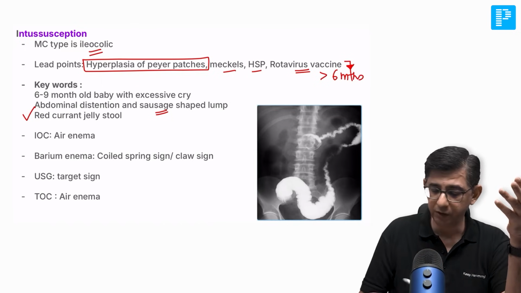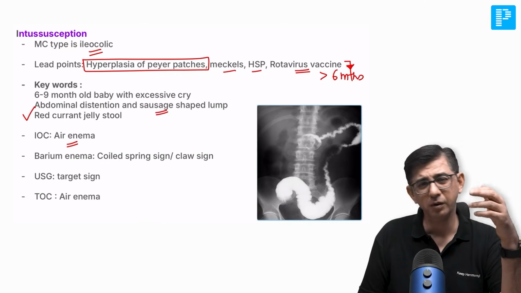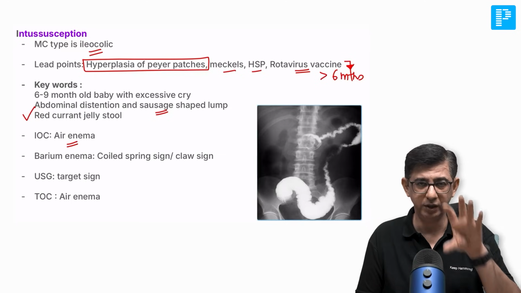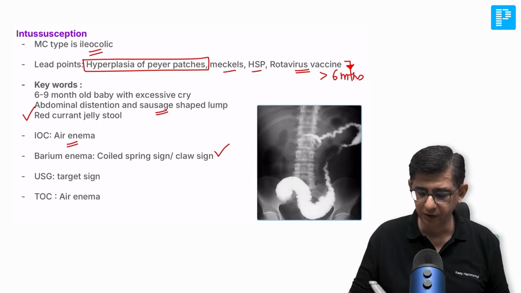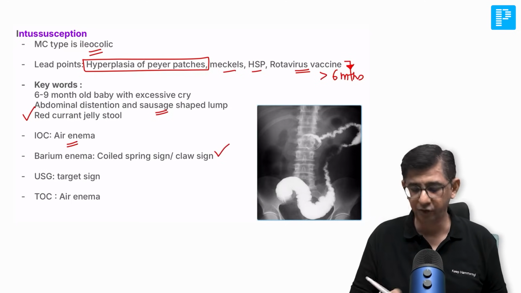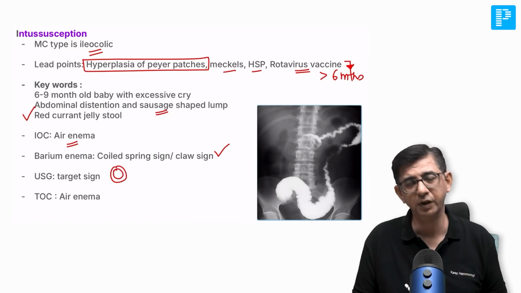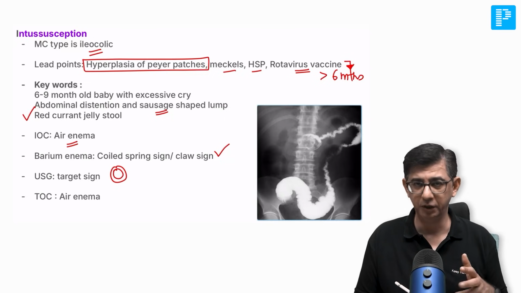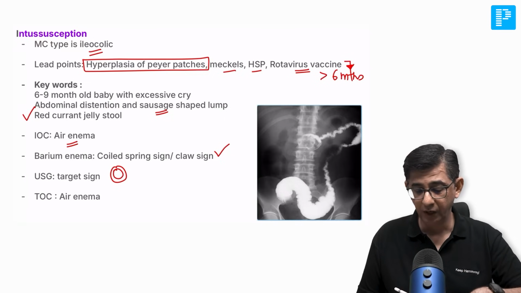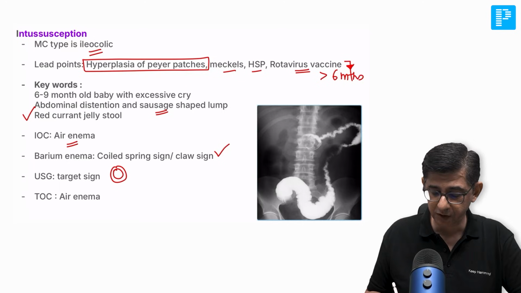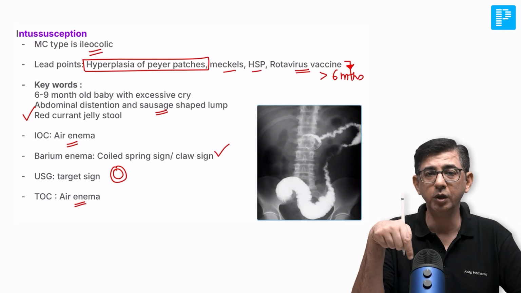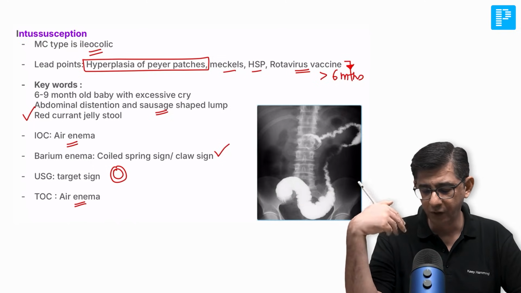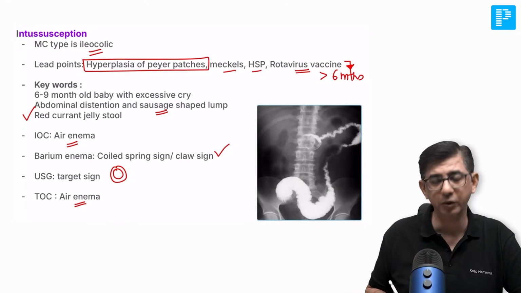And then sometimes they will just say investigation of choice, air enema. Barium enema is not done. It's only for historical purposes that you get that claw sign or a coiled spring sign for this condition, and ultrasound can show a target sign. That target sign, though, is very non-specific and is also seen in idiopathic hypertrophic pyloric stenosis. The treatment of choice in this condition and the investigation of choice is the same. Just like I was saying for meconium ileus, gastrografin enema was the investigation and the treatment. Similarly here, air enema is the investigation of choice and the treatment of choice as well.